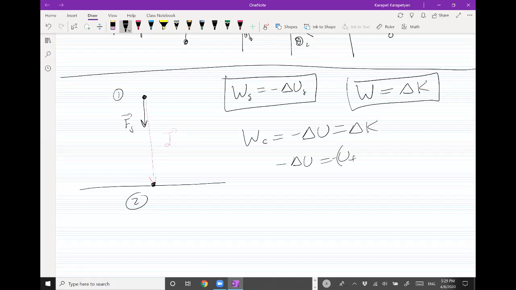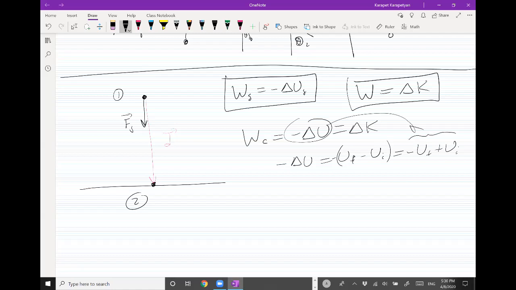So U final, let's say, minus U initial. Remember, delta U is equal to that. So negative delta U means negative U final minus U initial. If I distribute the negative, it becomes negative U final plus U initial. That means this negative delta U is equal to this.